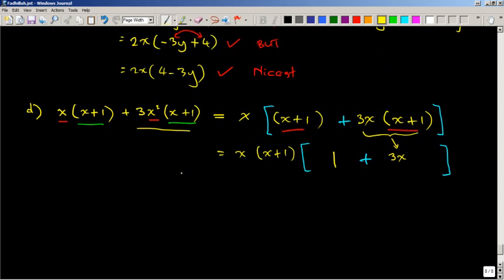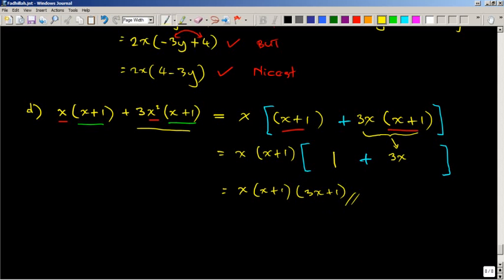Okay, let me just first of all put down the final answer. X plus 1 darab dengan 3x plus 1. This is the final answer, by the way. Okay. Let me try to do this. Maybe it will be much clearer to you.